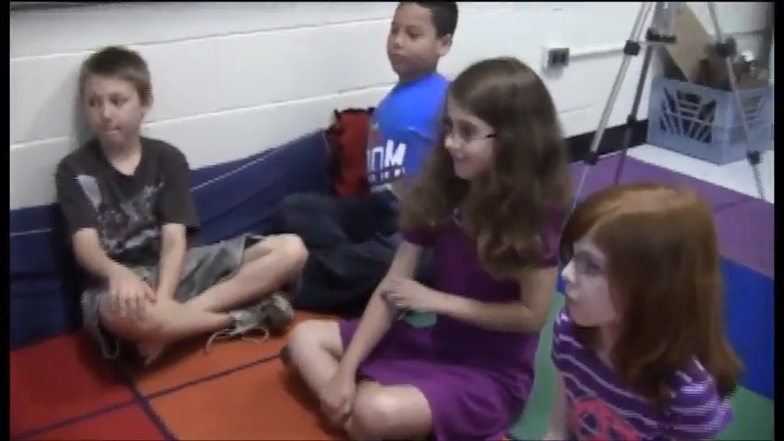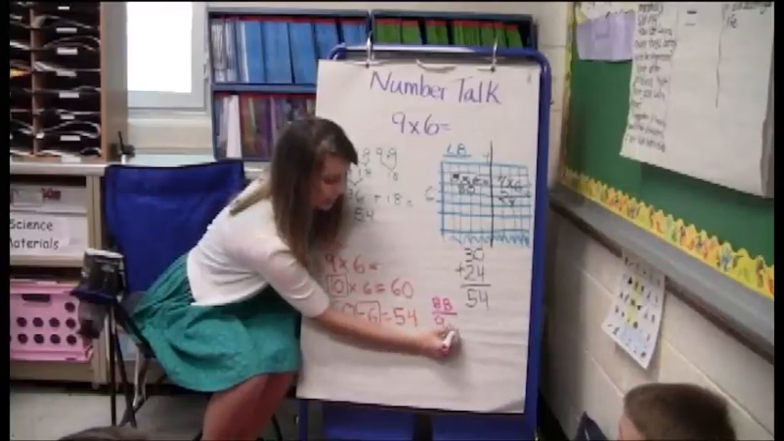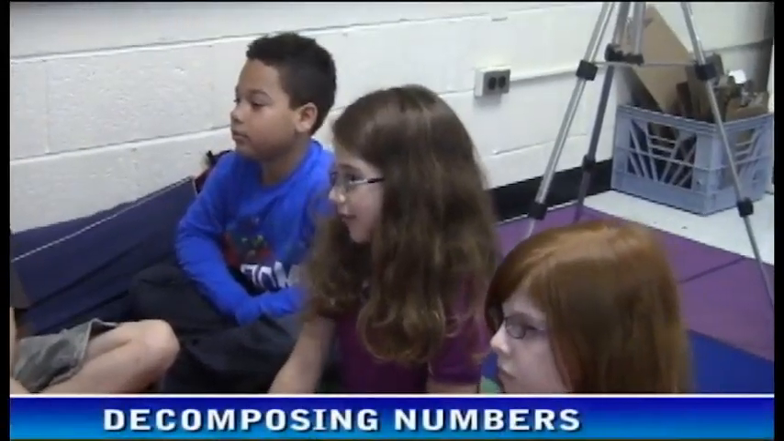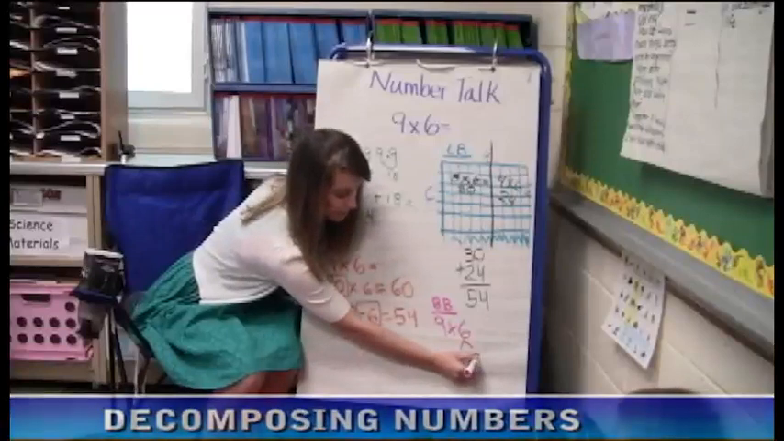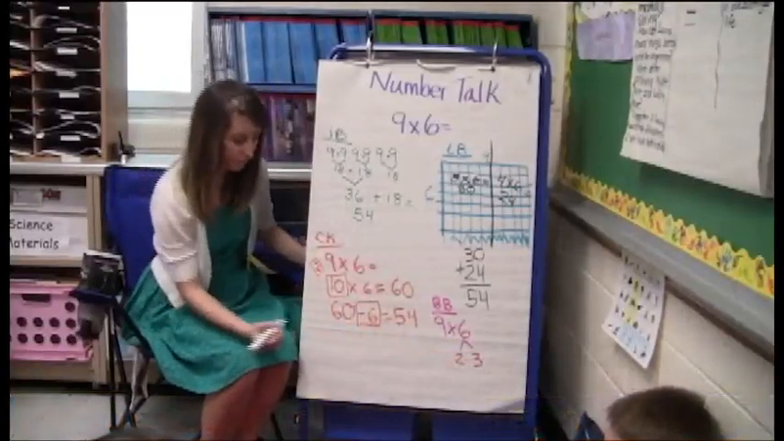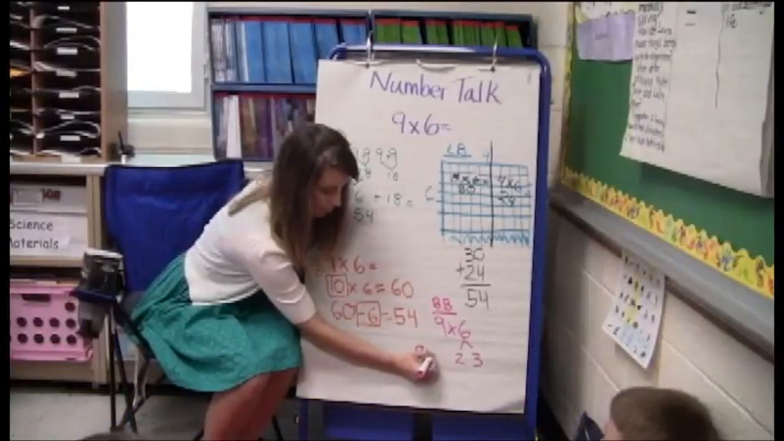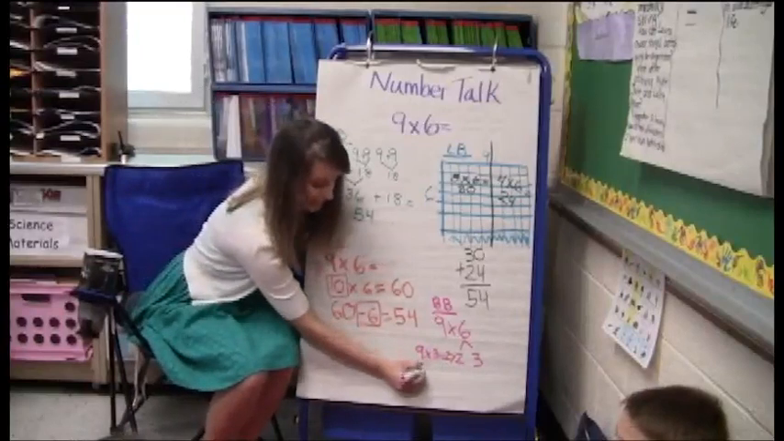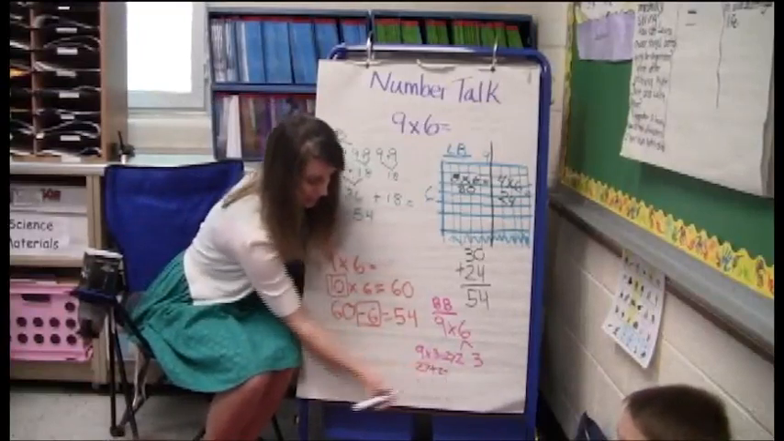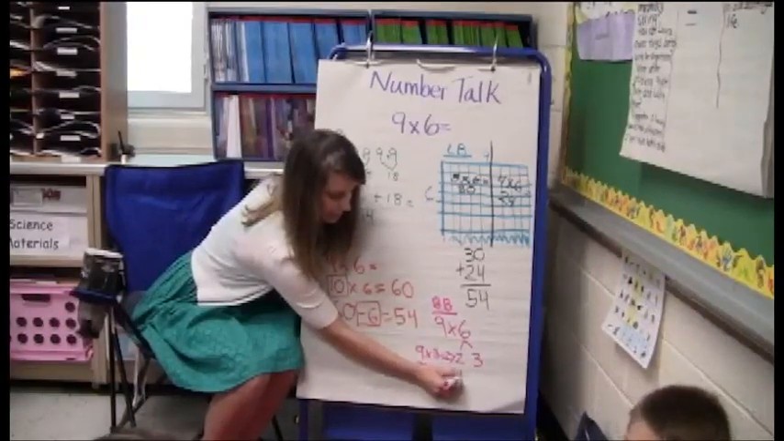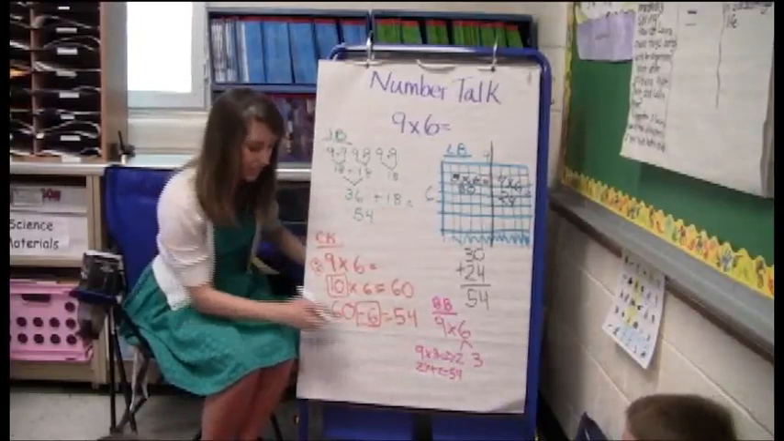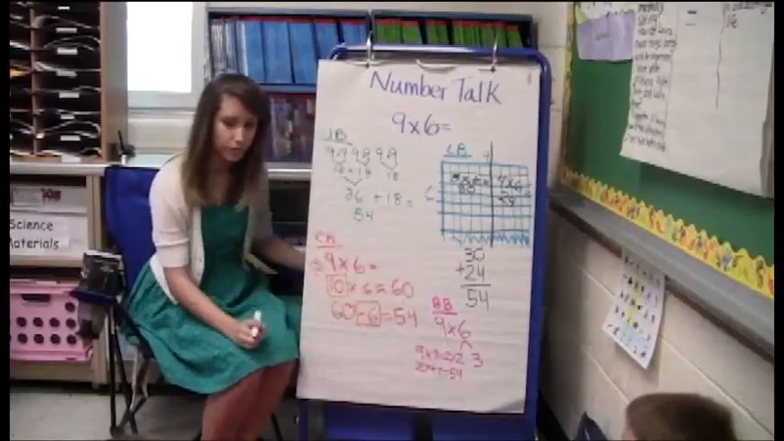Brooke, can you share with us what you did? Well, I started out with 9 times 6. And then I decomposed the 6 into 2 and 3. And then I did 9 times 3 equals 27. Okay. And then 27 times 2 equals 54. All right, Brooke, I'm curious because we haven't learned how to multiply two-digit numbers yet. So how do you know that 27 times 2 equals 54?